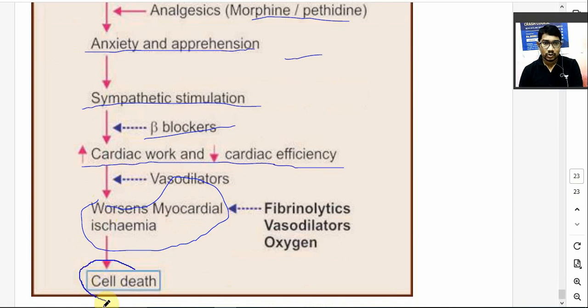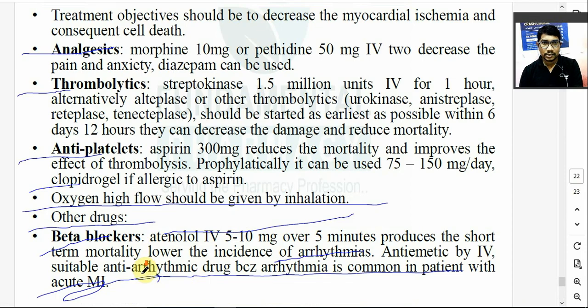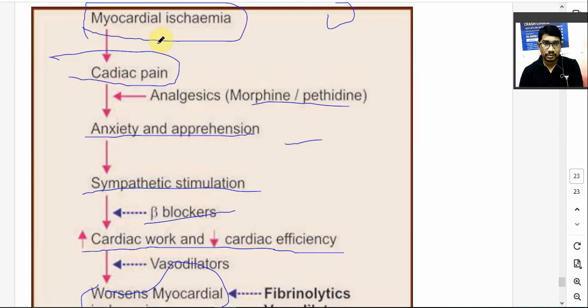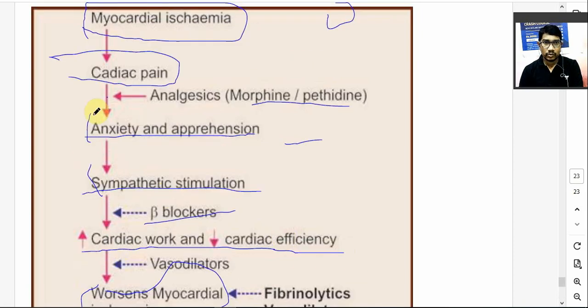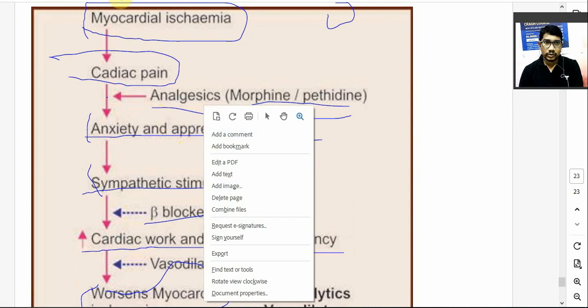नॉर्मली क्या होता है कि जैसे आपको myocardial ischemia होगा, उसके रीजन से chest pain होगा, chest pain, okay, then because of that chest pain you will have anxiety and apprehension, and that leads to stimulation of the sympathetic nervous system, which will increase the cardiac workload by increasing the heart rate and force of contraction, and decreases the cardiac efficiency. So because of that there is a worsening of myocardial ischemia and cell death. So you can decrease the cardiac pain by using analgesics.